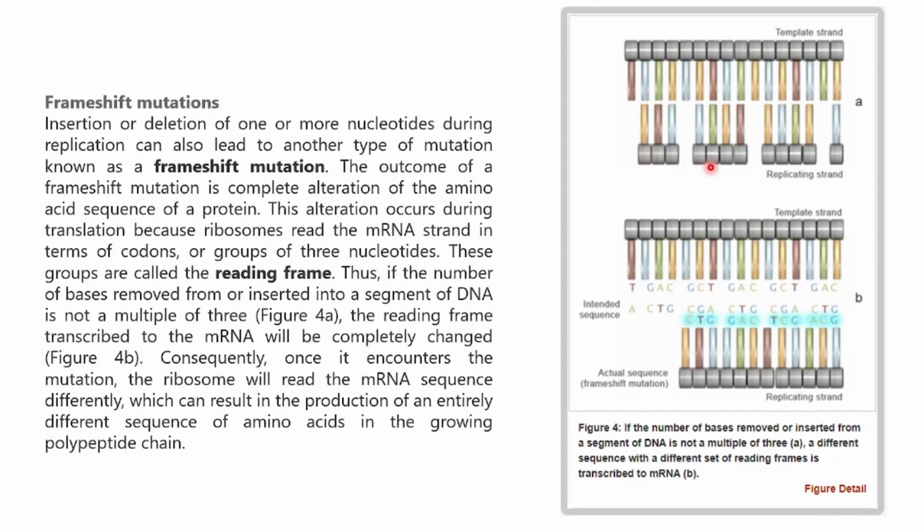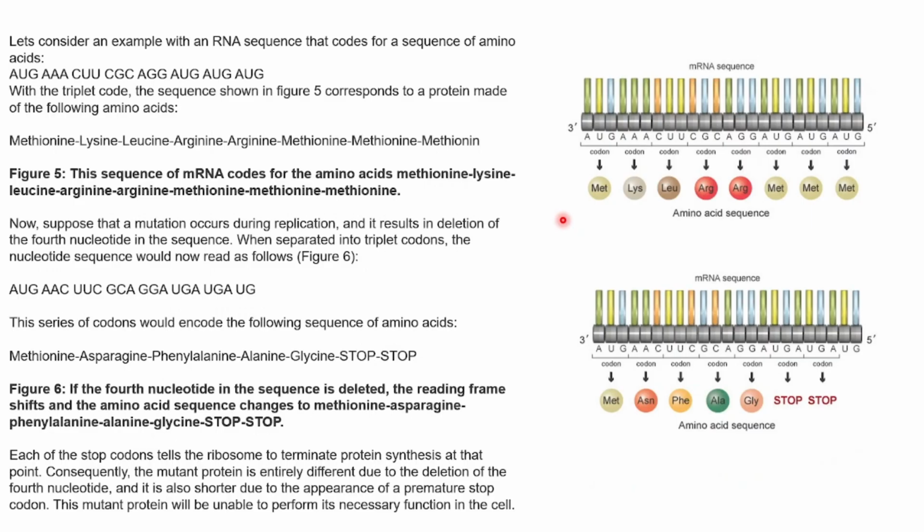So if the number of bases removed from or inserted into a segment of DNA is not a multiple of 3, the reading frame transcribed to the mRNA will be completely changed. And consequently, once it encounters the mutation, the ribosome will read the mRNA sequence differently, which can result in the production of an entirely different sequence of amino acids in the growing polypeptide chain. So to better understand, we can actually do this with an example.